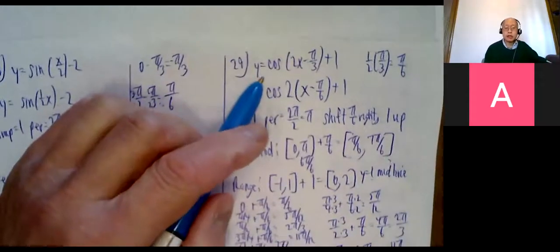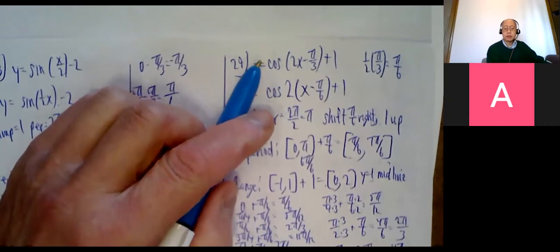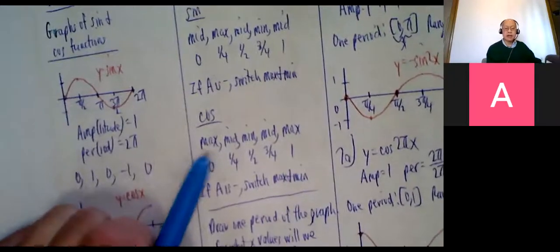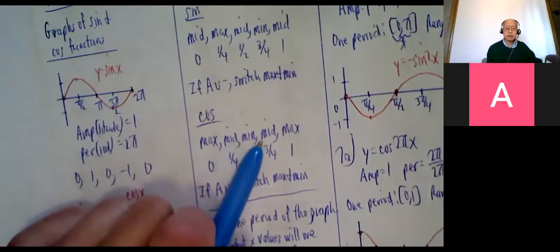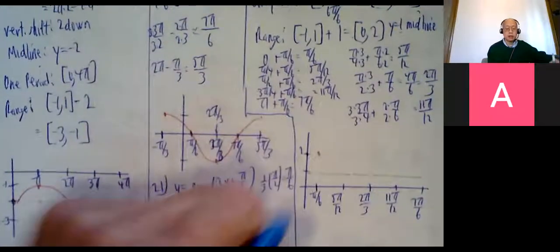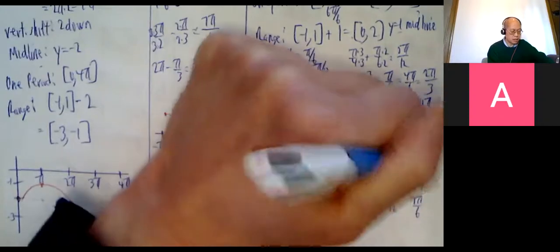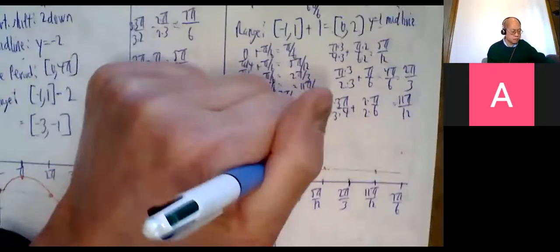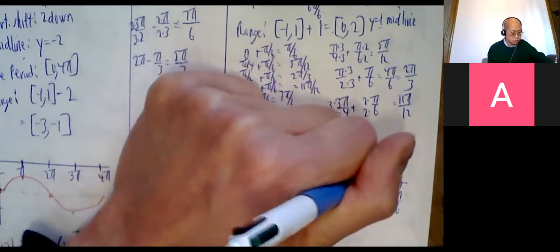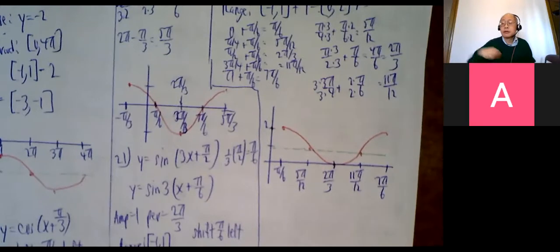We're doing cosine. A is not negative, it's positive. So I don't have to switch them like that other one. Okay, so cosine goes max, midline, minimum, midline, max. Maximum is 2. Midline, minimum, midline, maximum. There's one period. Okay.